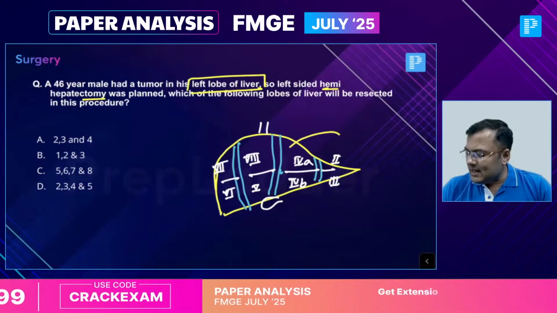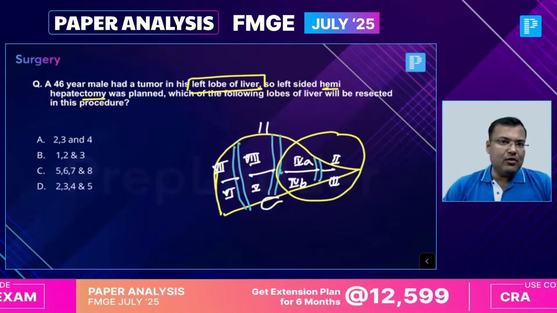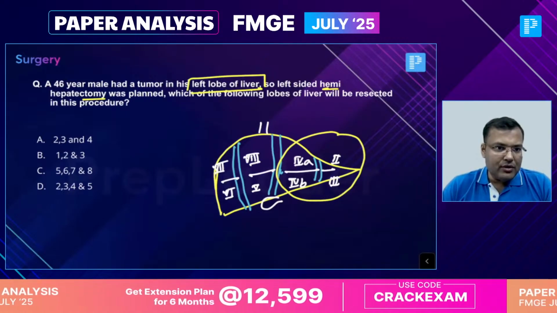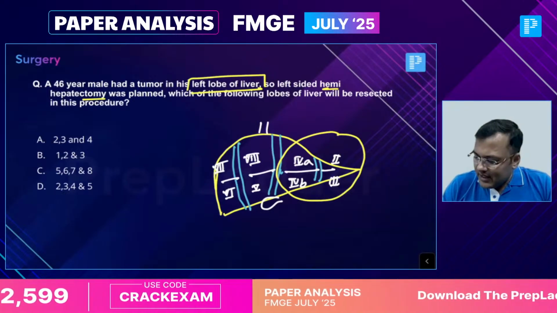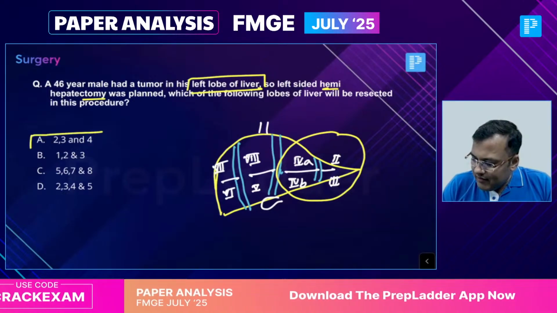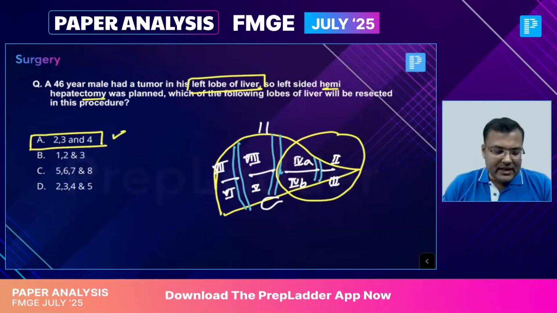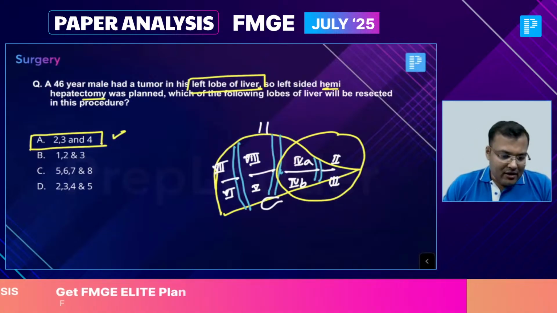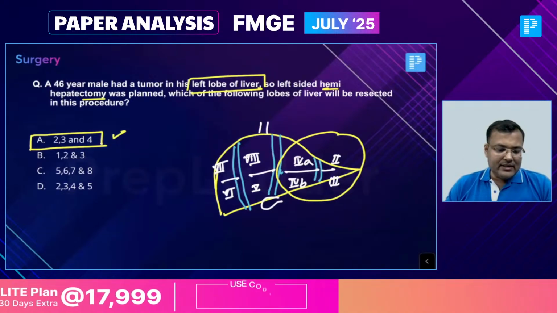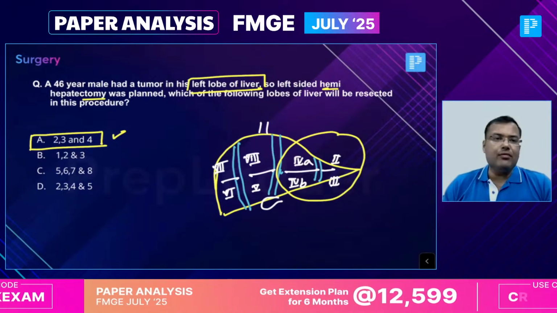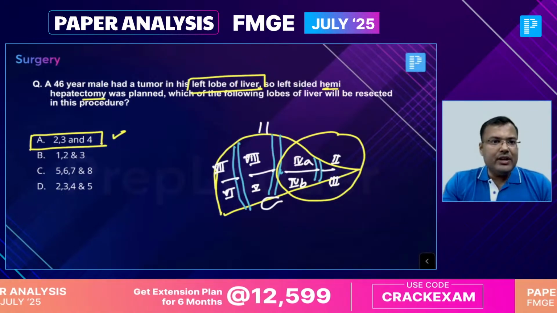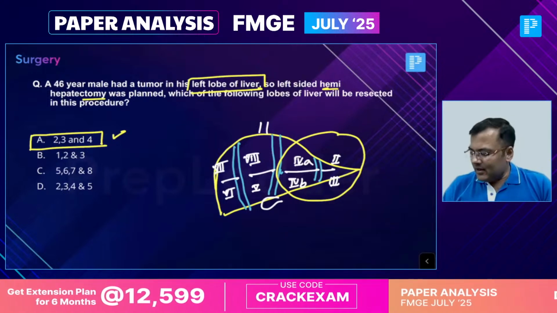We are removing this left lobe. And if you are removing the left lobe, you are removing what? Segments 2, 3, 4. So you can see here, we are removing segments 2, 3, 4. What will the correct answer be? The correct answer is A. Almost everybody is correct. So it is 2, 3, 4, and 4 means 4A, 4B. So here the correct answer is 2, 3, 4.